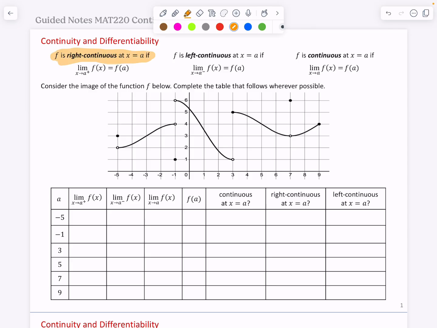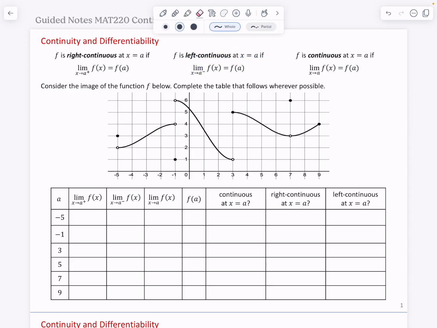F is right continuous at x equals a if the same thing is true but only for the right-sided limit. So as x approaches a from the right of this function, we must get closer to the actual y-coordinate f of a. F is left continuous at x equals a if the limit as x approaches a from the left of the function is equal to that y-coordinate f of a.